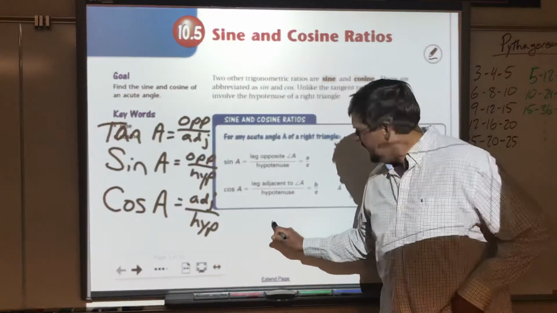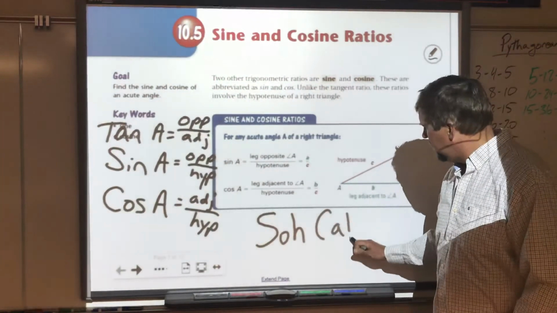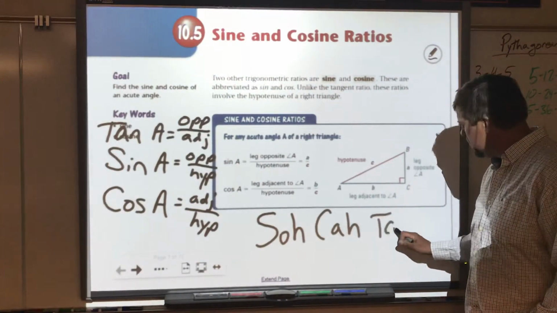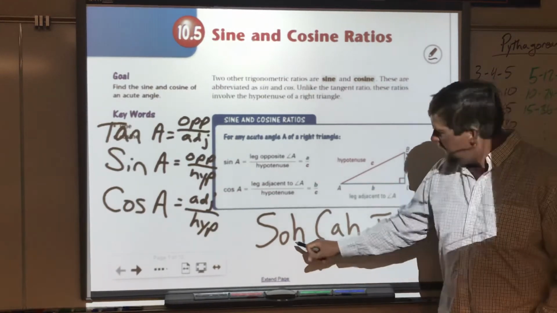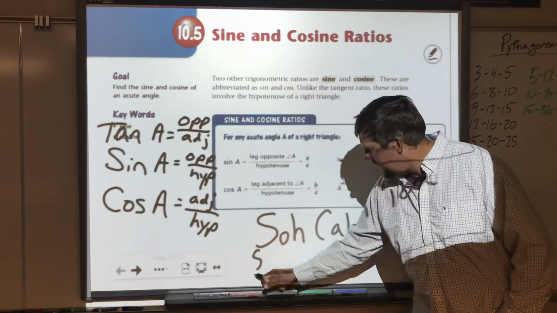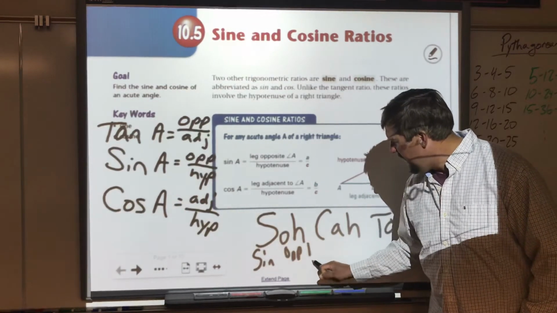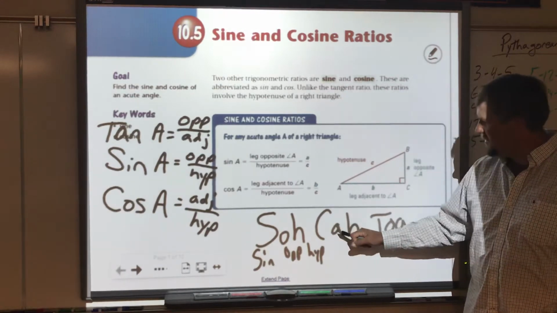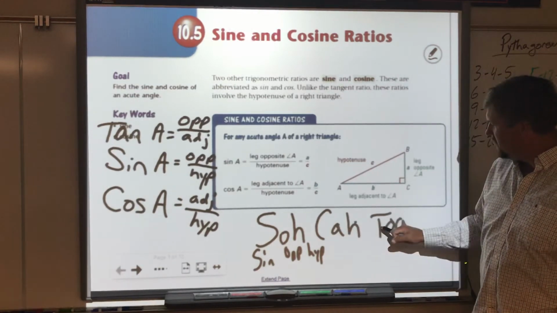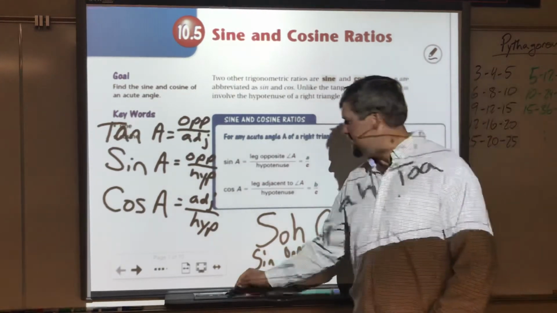It's called SOH, CAH, TOA. SOHCAHTOA. So SOH is the same as sine, opposite, and hypotenuse. Cosine is adjacent over hypotenuse. TOA is tangent is opposite over adjacent.